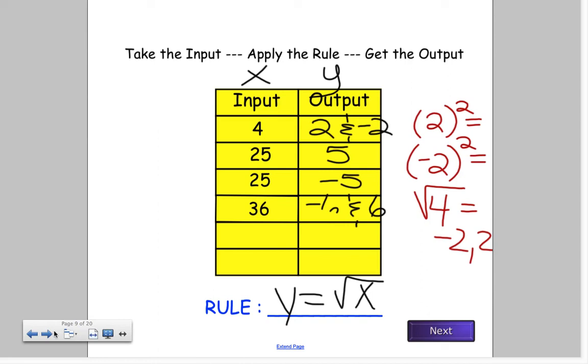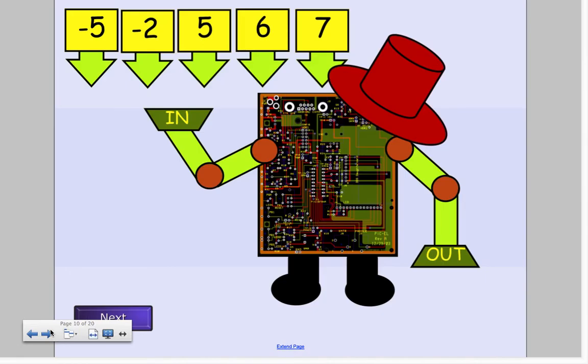All right, let's go to the next one. You notice I have my computer today, so it's a little slow. Sorry about that, but that's all I got.